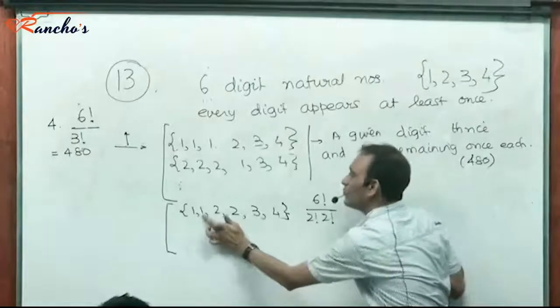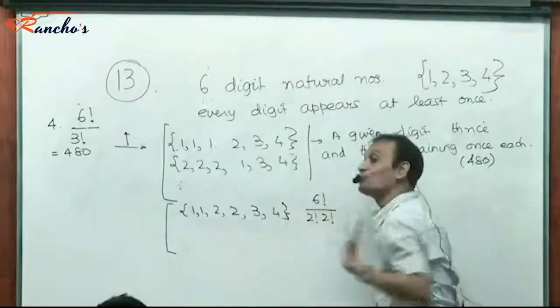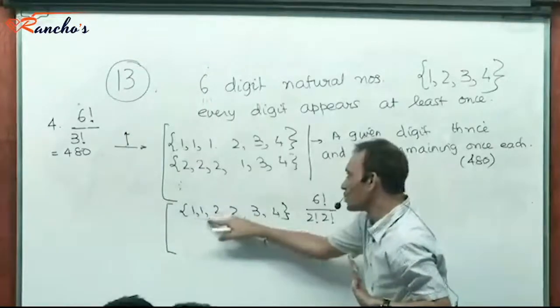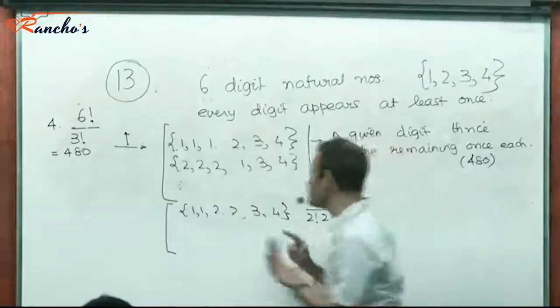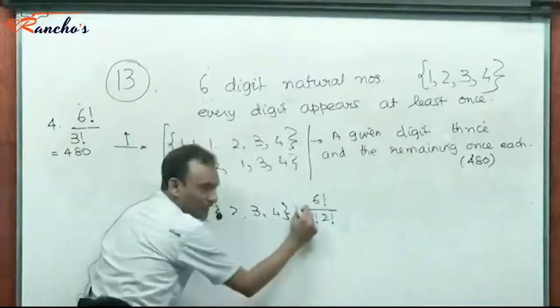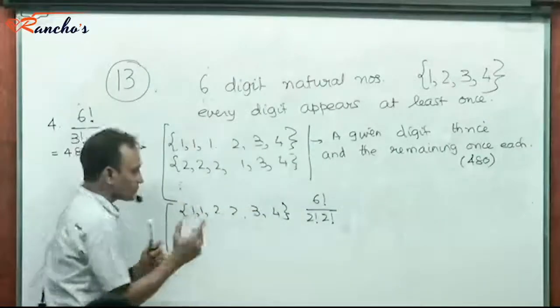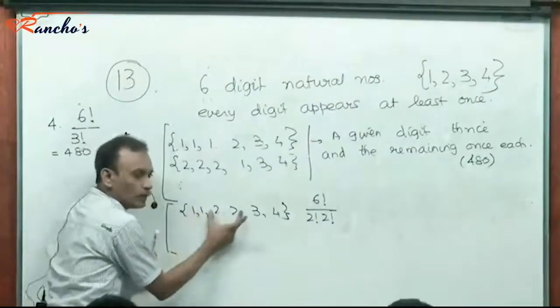Only for this, say 1, 1, 2, 2, 3, 4, will give me 6 factorial by 2 factorial, 2 factorial, yes or no? 6 things in which 2 are alike and of one kind, 2 are alike and of a second kind, and the remaining 2 different. But the question is, for each one of them we have these many numbers. Now it's about selecting 2 numbers of one kind and 2 numbers of another kind.